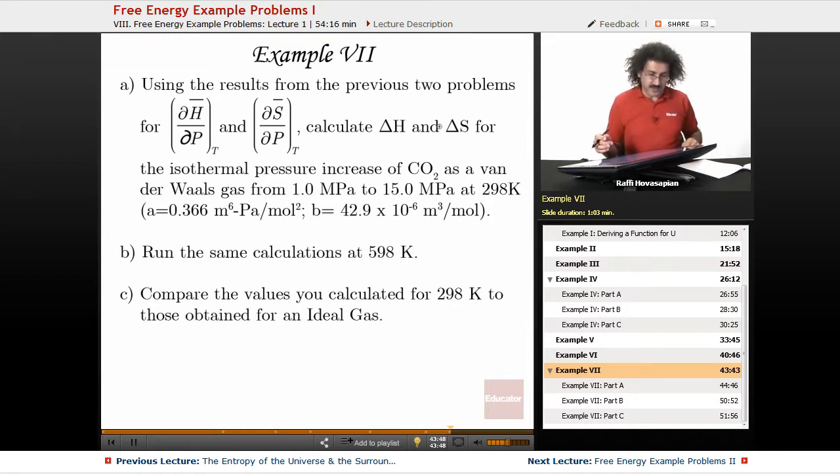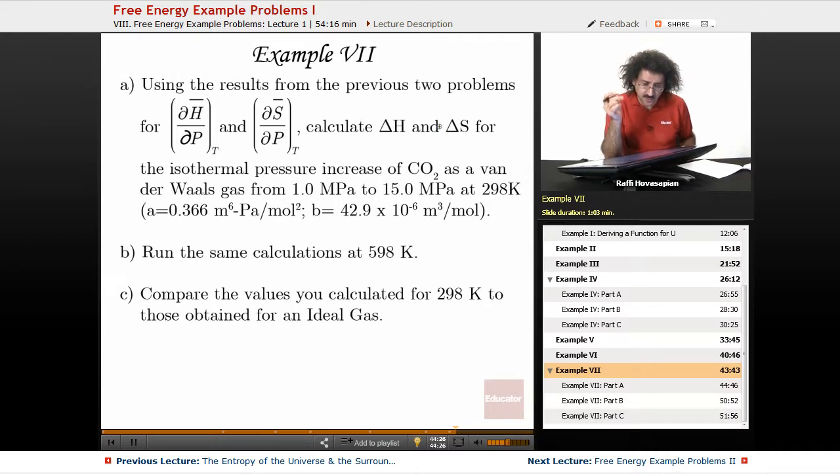Whew, this one looks a little interesting. Using the results from the previous two problems for dH/dP and dS/dP, calculate delta H and delta S for the isothermal pressure increase of CO2 as a van der Waals gas from 1 megapascal to 15 megapascal at 298 Kelvin. These are the values for the van der Waals constants for CO2. And then they ask us to run the same calculation at 598. And then they say, compare the values you calculated for 298 to those obtained for an ideal gas.